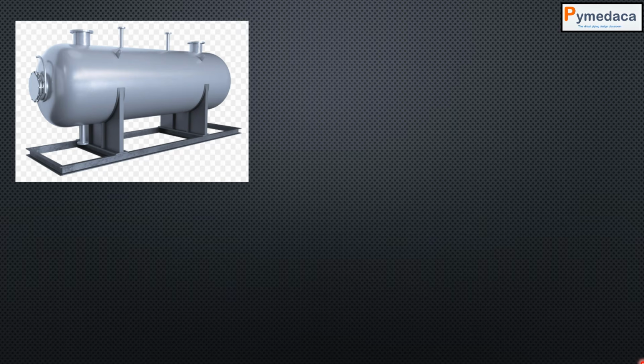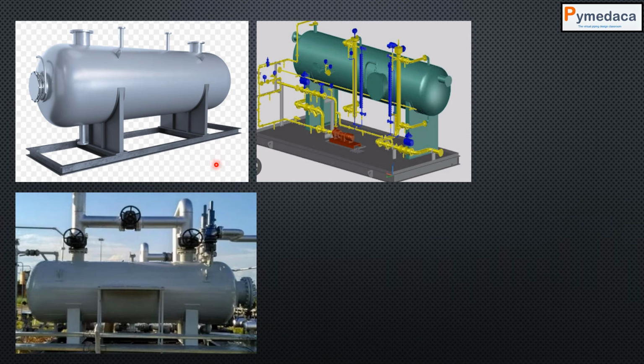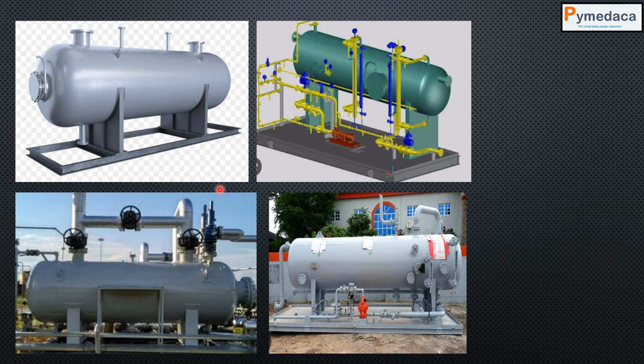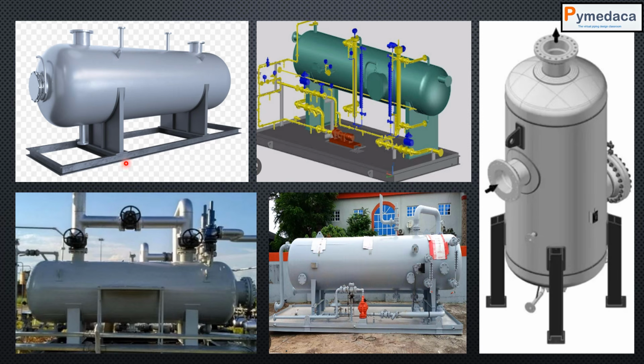The next one is drums. Drums, philosophically, look like this, and are used in various services and various locations. They could be horizontal or vertical. Basically, they are used as intermediate collection tanks or knockout drums that help you to collect and transfer fluids. So you will find drums which will have small pumps, because those will circulate the liquids from the drums to other places.